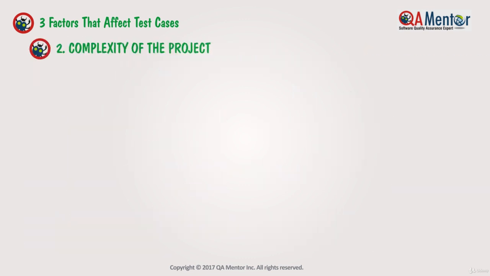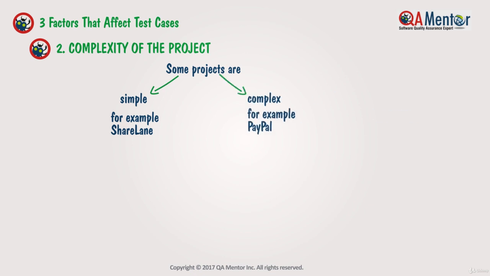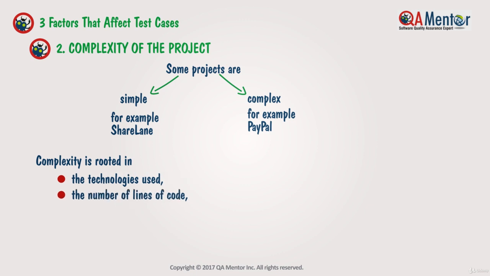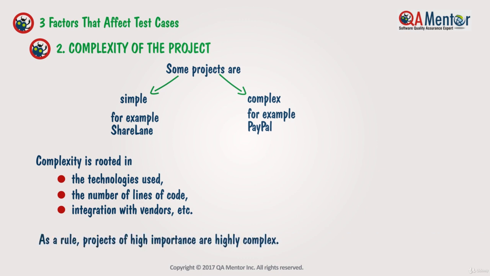2. Complexity of the project. Some projects are simple, for example, our training software, ShareLane, and some projects are complex like PayPal. Complexity is rooted in the technologies used, the number of lines of code, integration with vendors, etc. As a rule, projects of high importance are highly complex.